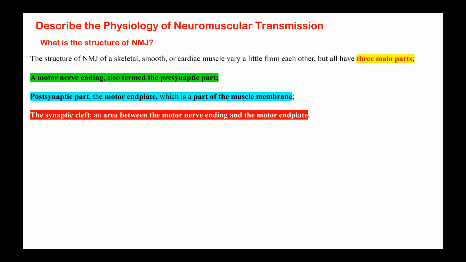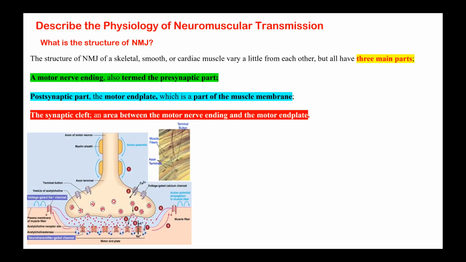What is the size of this cleft? Any idea? 20 nanometers. 50 nanometers, 15 King Armstrong units. Earlier it was called 15 King Armstrong units, but now they call it 50 nanometers. Okay, so that is the gap between these two. And this picture will give you an idea.